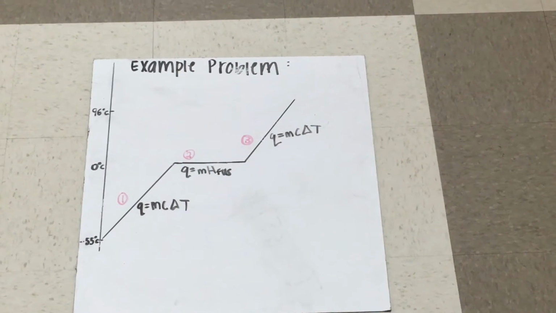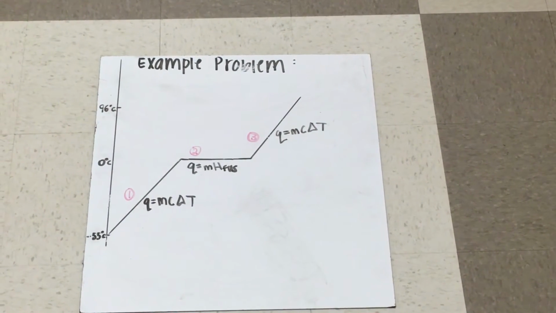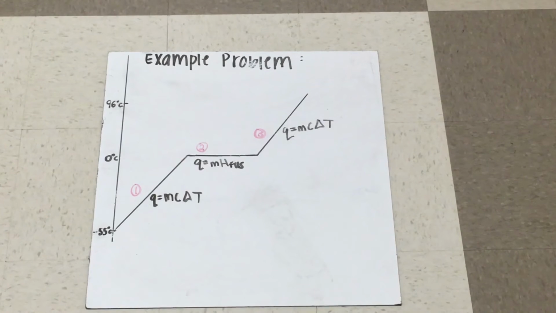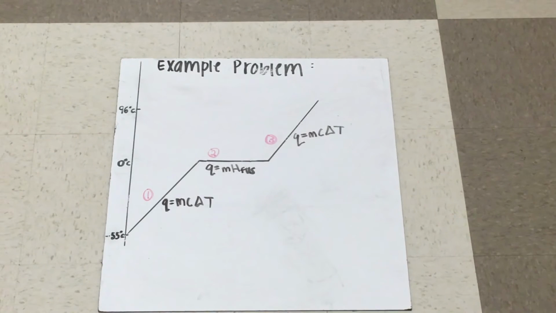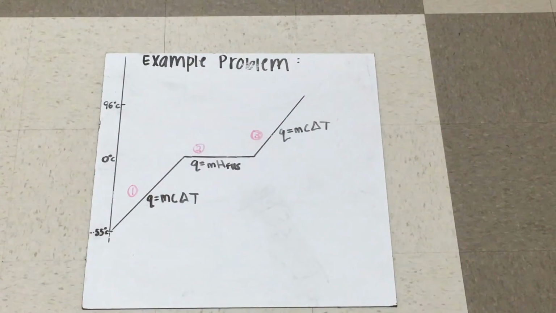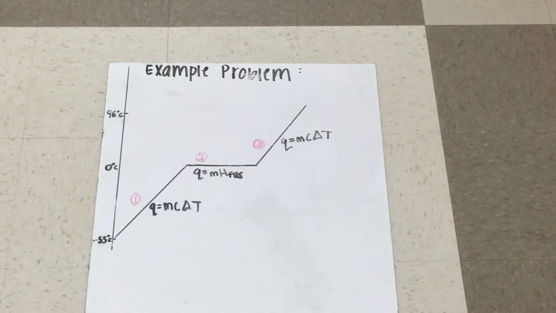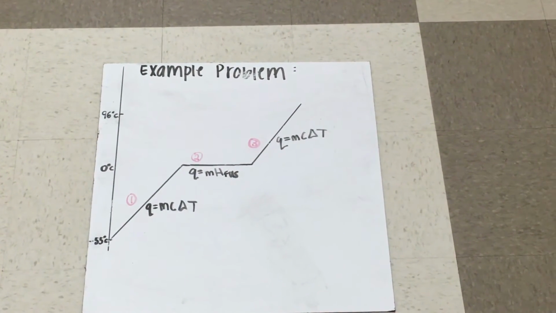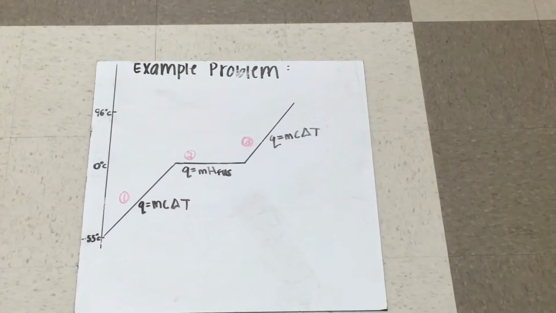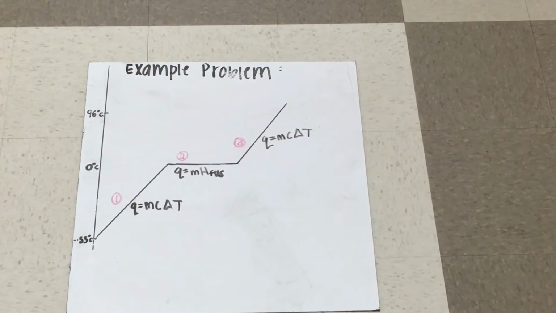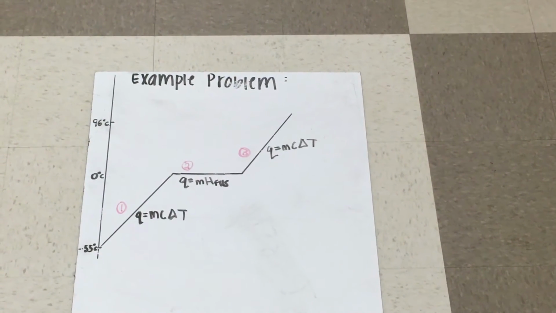Let's work on an example problem for sketching a heating curve. The problem states: sketch a heating curve of 850.0 grams of ice at negative 55 degrees Celsius, heated to water at 96 degrees Celsius. Calculate how much energy is required to do this. The first thing you should do is sketch the heating curve and label each part of the curve. It should look like the curve shown here, going from negative 55 degrees Celsius to 96 degrees Celsius. There should be a straight line at 0 degrees Celsius because of the phase change between solid and liquid. You should have 3 steps.